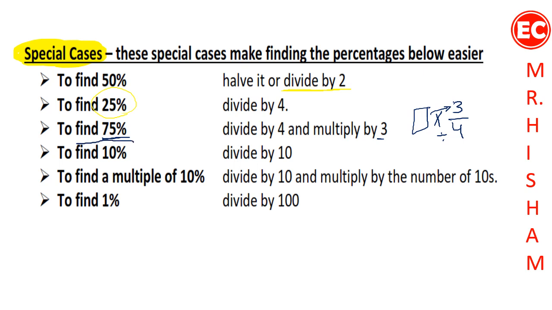The important special case is 10% of any value, because to find 10% of any number, you divide this number by 10, and dividing by 10 is moving the decimal to the left. To find the multiples of 10, for example 40% or 50% or 60%, I divide by 10 first, then I multiply by the tens value. And to find 1% of any value, I just divide by 100. And we are going to check by the examples in the next slide.